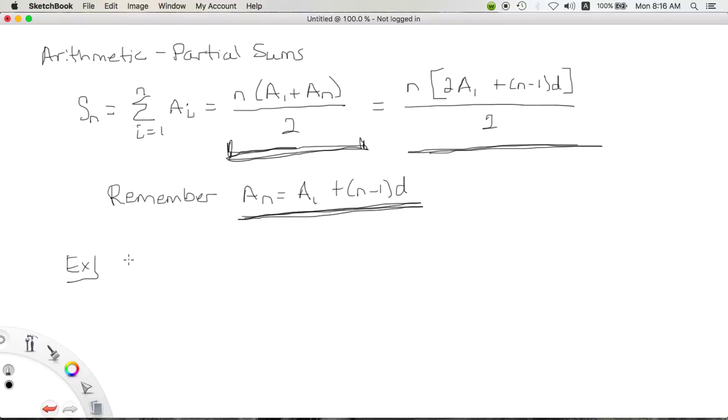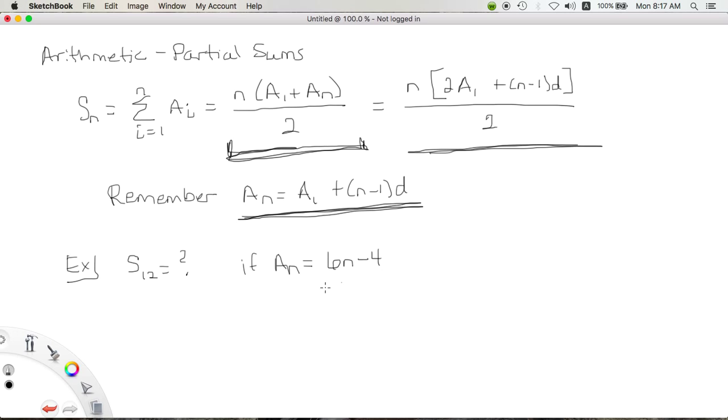So for example, if you want to find the 12th partial sum, we'll write it as S12. If we know that our general or explicit formula is 6n minus 4, what we need to look for is, we can either find our common difference by listing out some terms and use this formula, or we can just find our first term and find this one.